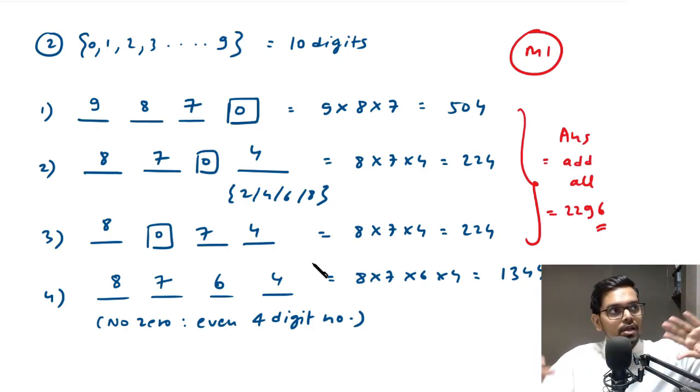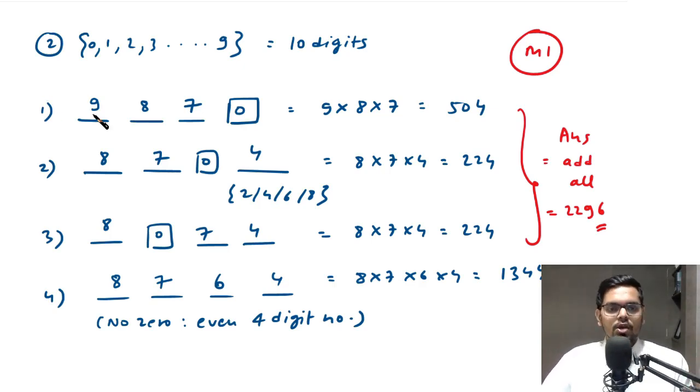No, 0 can go outside also, which means 0 is not present in your 4-digit number. So that case also you have to consider, a 4-digit number where 0 is not allowed. Okay, so these are the 4 cases. If you fill that correctly, you will get your answer.